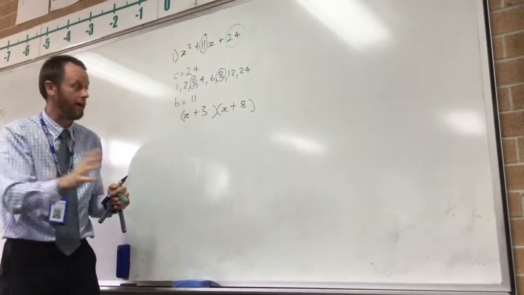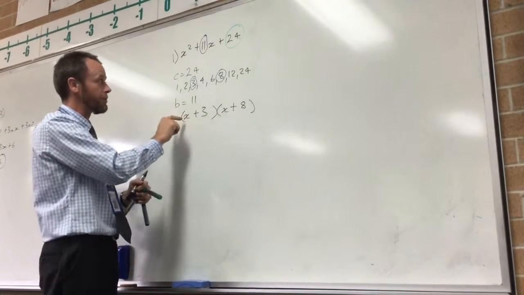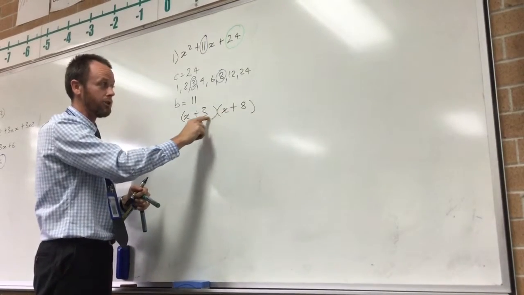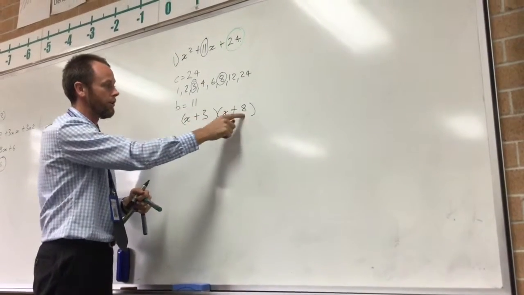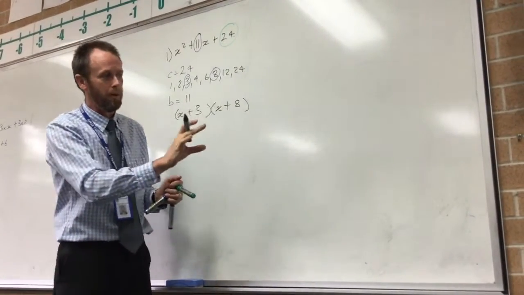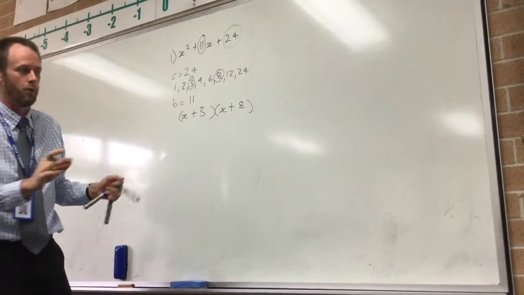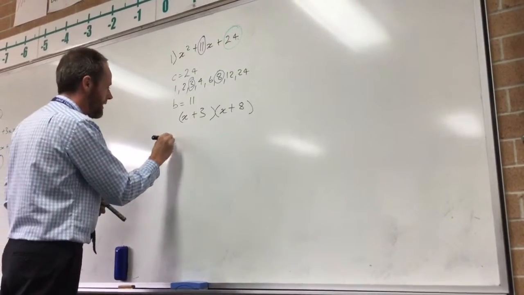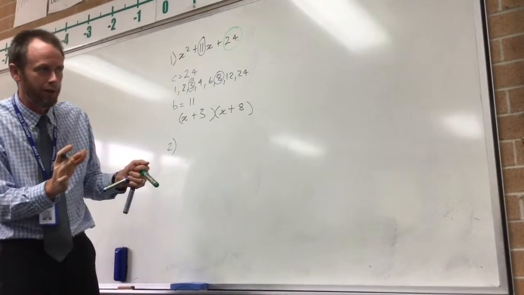Now I could double check that, I could expand it out. First times first gives me x squared. I could do x times 8, which is 8x, plus 3x is 11x. 3 times 8 is 24. That one was a little bit more tricky because you've got lots of factors of 24. Let's have a look at example 2, where we're dealing with a 6. It's got a negative, but it's a little bit more straightforward.